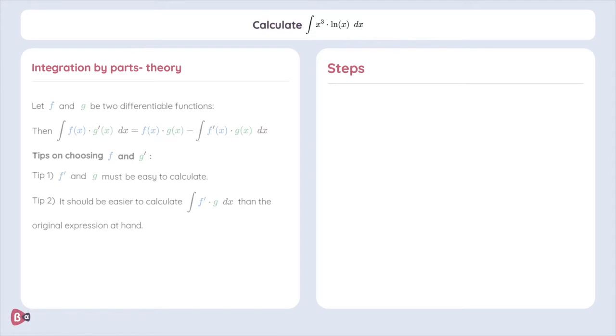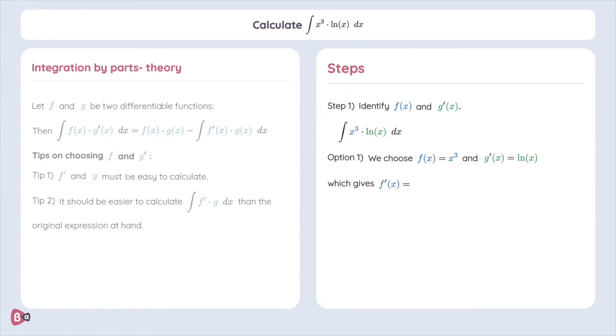Now that we've looked at the theory behind integration by parts, we can continue to calculate our integral step by step. So step number 1, we're first going to identify f of x and g prime of x. So here we have our expression, the integral of x cubed times ln of x. So option 1 would be to choose f of x to be equal to x cubed and g prime of x to be equal to ln of x.